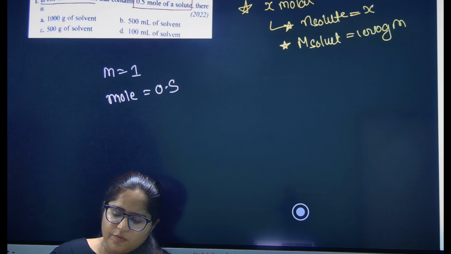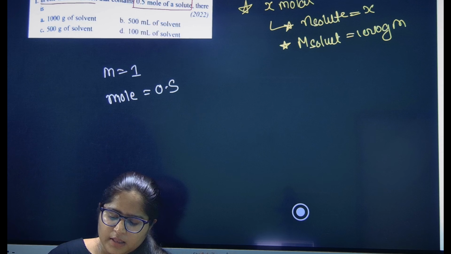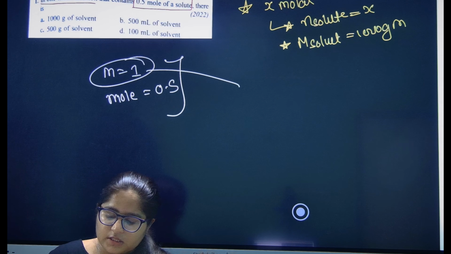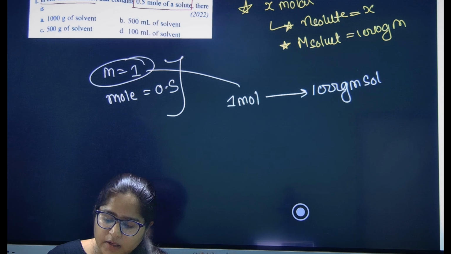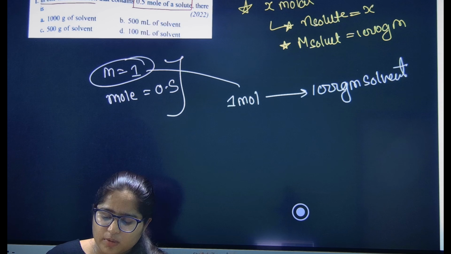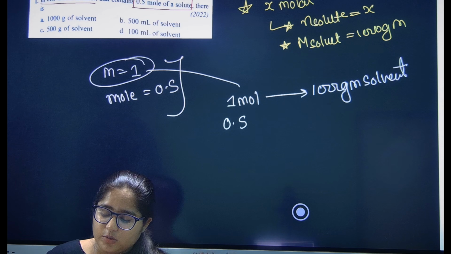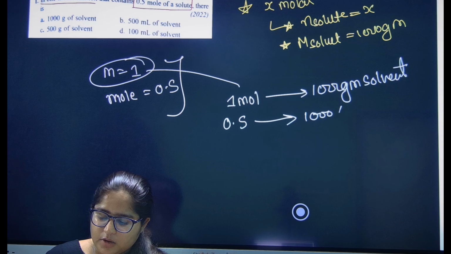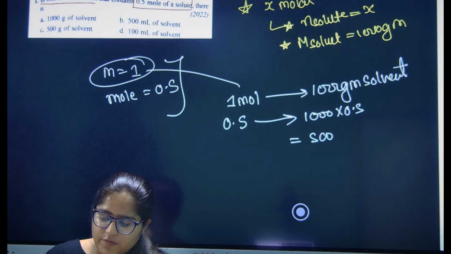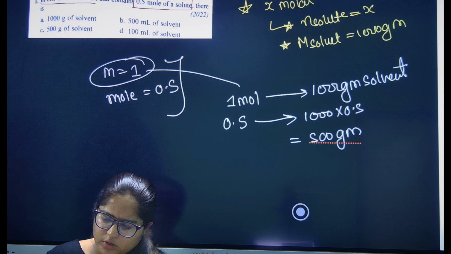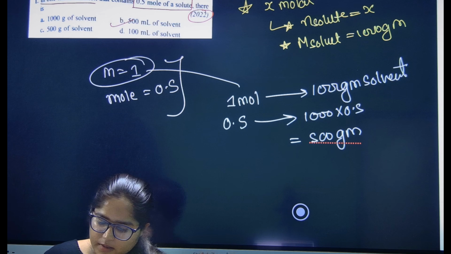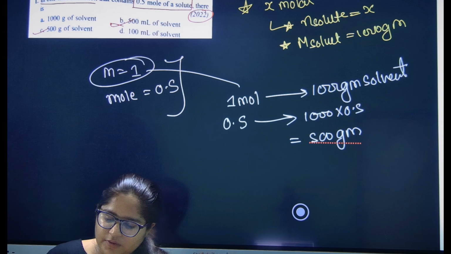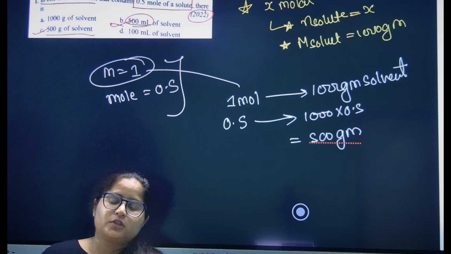1000 gram. So now from here I can say simply that 1 molal means first star point, that mole of solute is 1. So from here I can say 1 mole solute contains 1000 gram of solvent. But they are asking you mass of solvent in how much mole? 0.5 moles means half. So 0.5 mole means 1000 into 0.5, that is 500 gram of solvent. Simple question, 2022 they have asked. So which answer? Option number C, 500 gram of solvent.